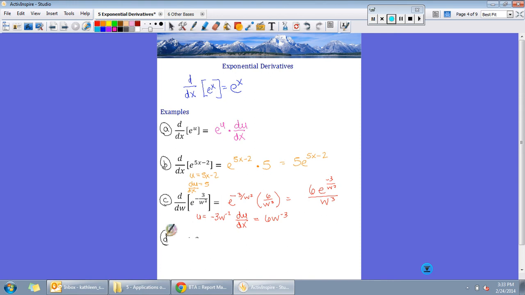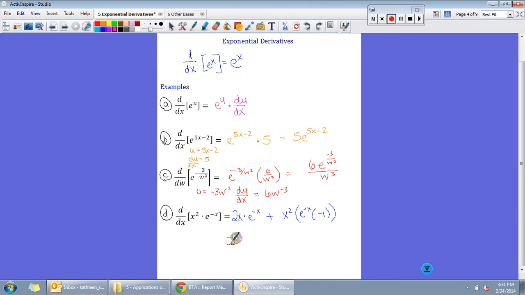Our last example for the derivatives is going to be a product rule, where we're going to take the derivative of x squared first and then multiply that by our second function, plus x squared times the derivative of the second function, which is e to the negative x, times negative 1. So if I take this negative and put it out in front, we have negative 2x e to the negative x minus x squared e to the negative x. And then what I can do is take out the greatest common factor.